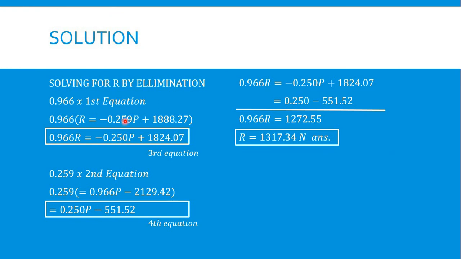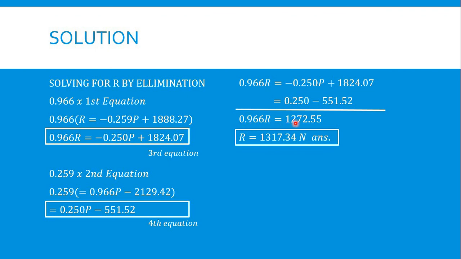Now, for solving for R by elimination, we need first to multiply 0.966 to the first equation so that we get 0.966R is equal to negative 0.250P plus 1824.07, which is the third equation. And next is 0.259 multiplied with the second equation. Then we can get 0.250P minus 551.52, the fourth equation.